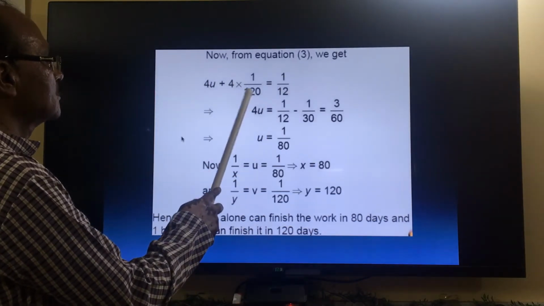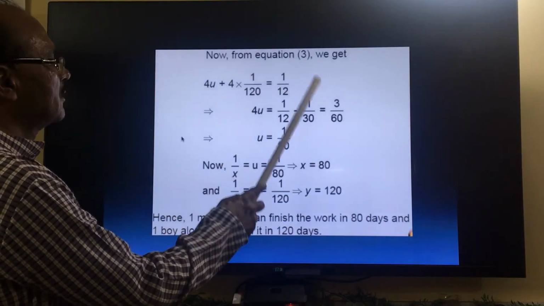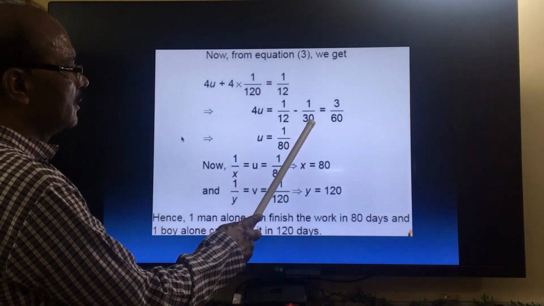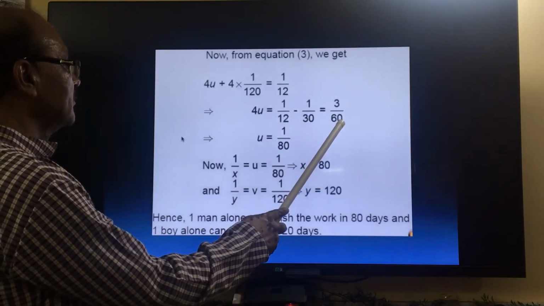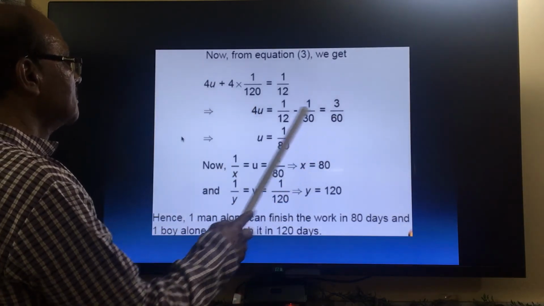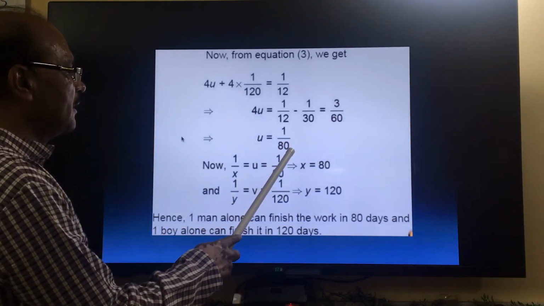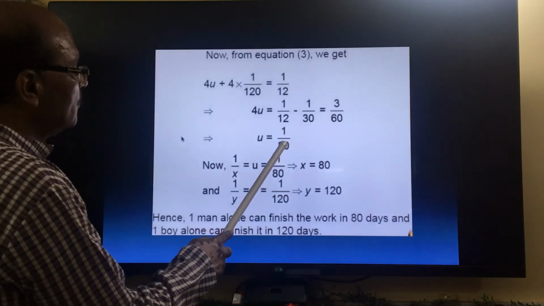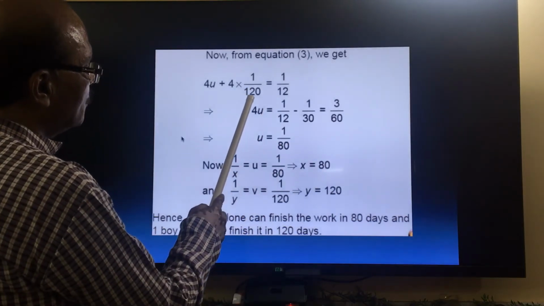Here we can cancel, so it will be 1 upon 5, and that will be transferred to the other side, so it will be minus 1 upon 5. Here we will take the LCM and simplify, so we will get 1 upon 20, and after this we will divide it by 4, so we will get u equal to 1 upon 80. So now we got the value of u as 1 upon 80 and v as 1 upon 20.